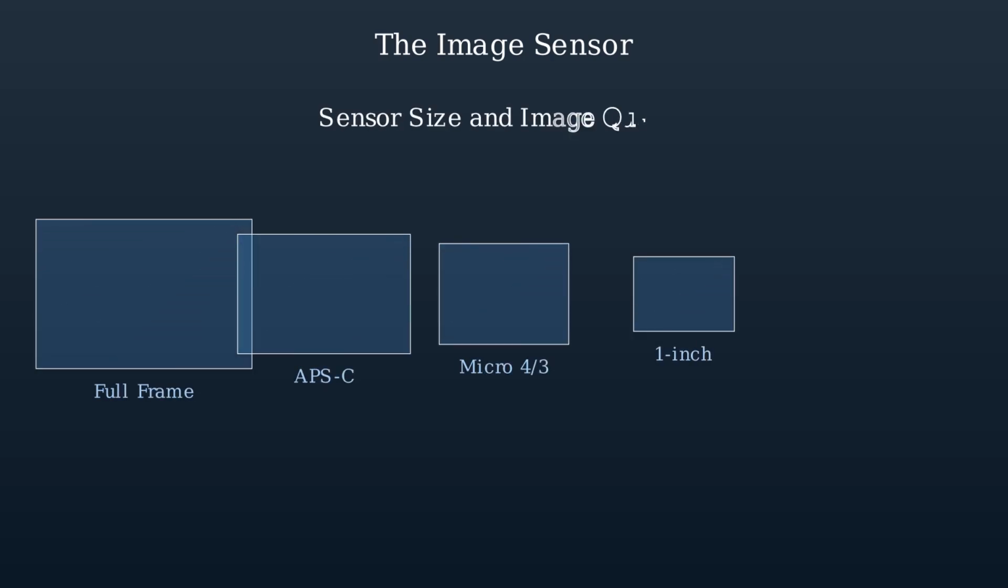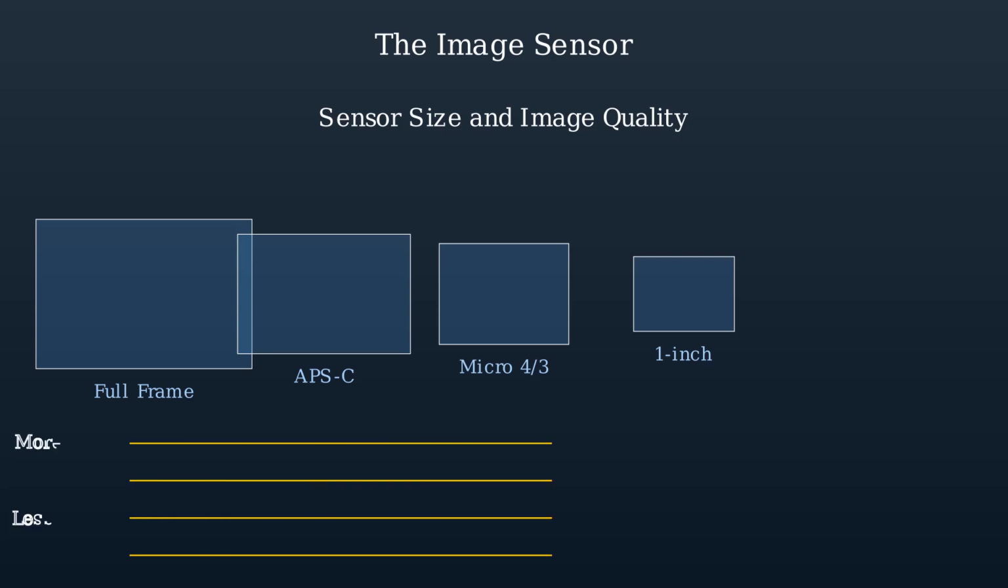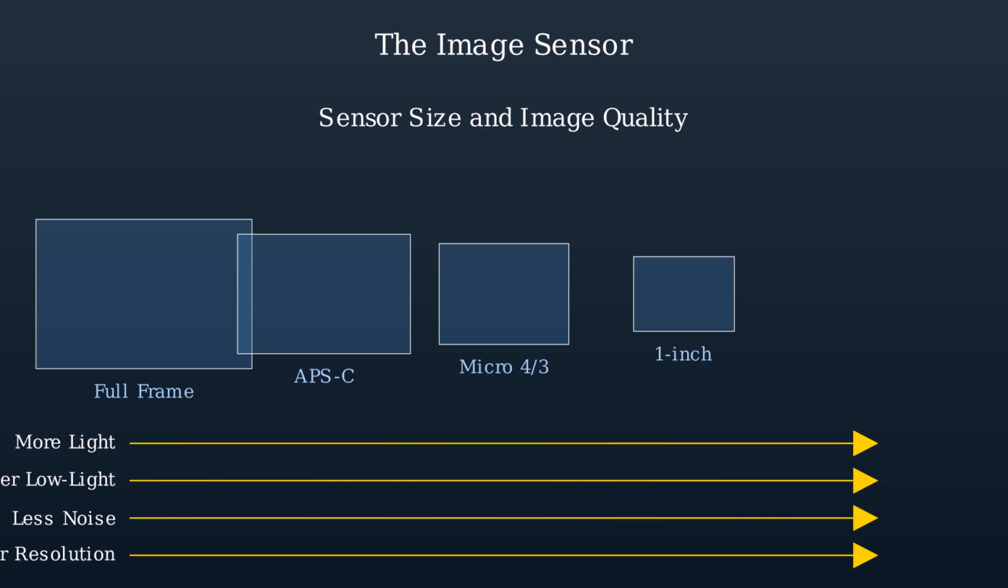Sensor size significantly affects image quality. Larger sensors can capture more light. The larger the sensor, the better it performs in low light conditions with less noise. It also allows for higher resolution images with more detail.